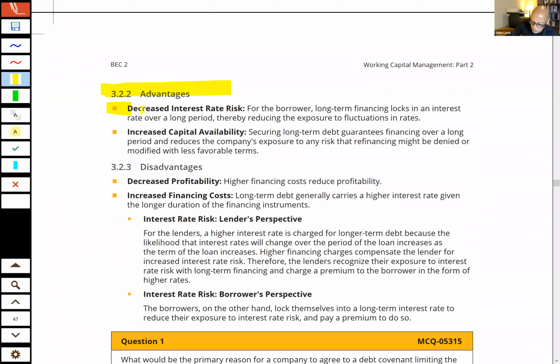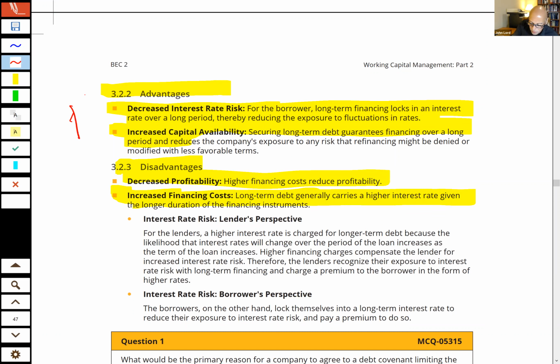Advantages: decreased interest rates for the borrower. Long-term financing locks in an interest rate over a longer period of time. Increased capital availability: securing long-term debt guarantees financing over a longer period. Disadvantage: higher financing cost. Again, they're going to give you a longer rate, and that rate's going to be a little higher because they want to protect themselves against fluctuations. Increased financing cost: long-term debt generally carries a higher interest rate given the long duration of the financing instrument. So you can flashcard advantage, disadvantage.